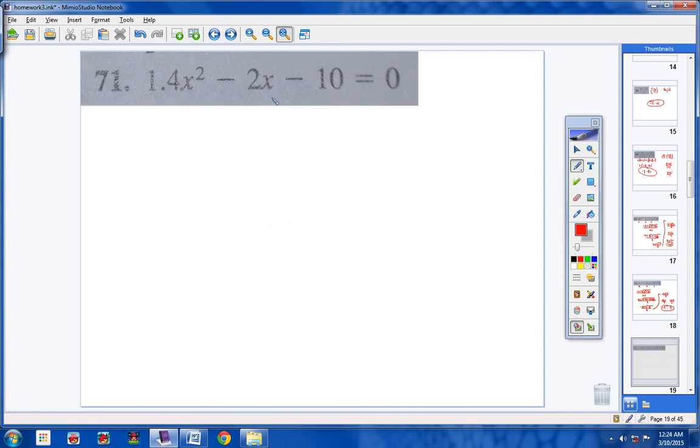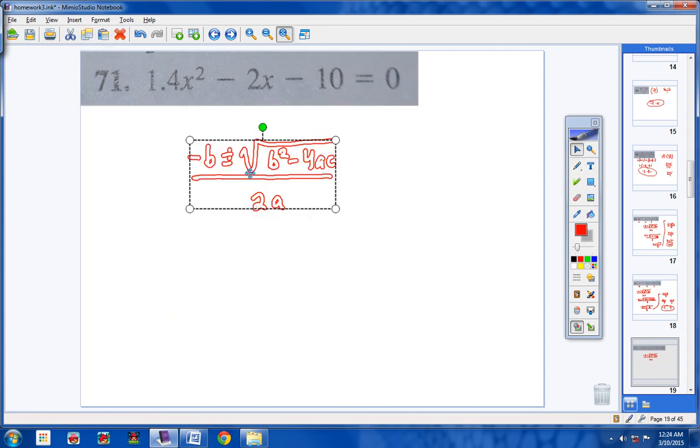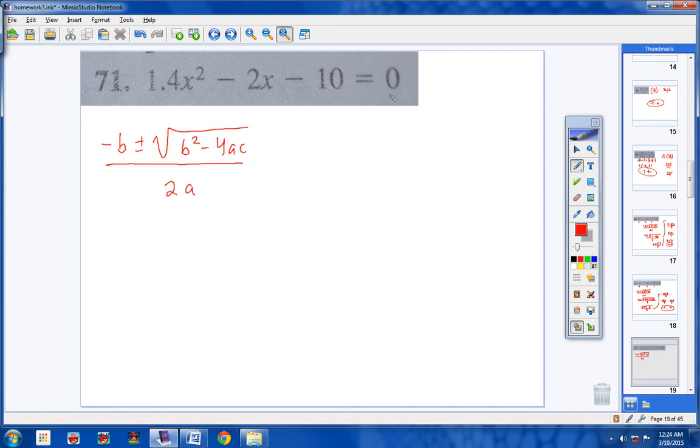Alright, number 71. Let's go ahead and get our quadratic formula up here. Notice it's written in standard form, x squared, x, constant term. We have the right side equal to 0. So a is 1.4, b is negative 2, and c is negative 10. So negative b, put a negative 2 in for b, negative is a positive 2, plus or minus the square root of b squared. So square b and you get 4, and then minus 4ac. We'll do that in our head. 1.4 times negative 10 would be negative 14, all over 2 times a. 2 times 1.4 would be 2.8.